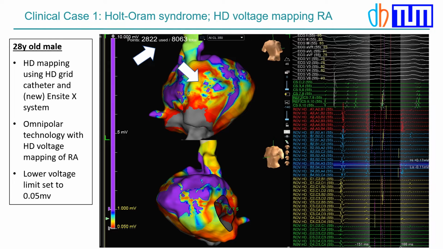And the lower limit of the voltage is set to 0.05 millivolts, so almost nothing. You can appreciate that in this region, where we suppose that the atriotomy probably took place, we have very low voltage signals. Even on that HD Grid, even with the omnipolar technology, we can barely distinguish some signals here. On the other hand, we did really make a high-density map of that right atrium, as you can appreciate here, over 2,800 points used for this map.